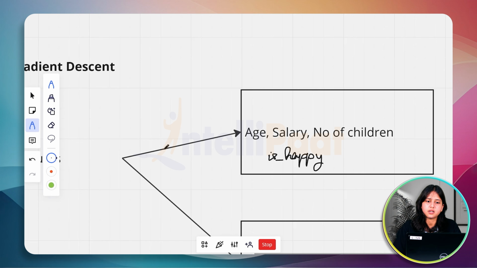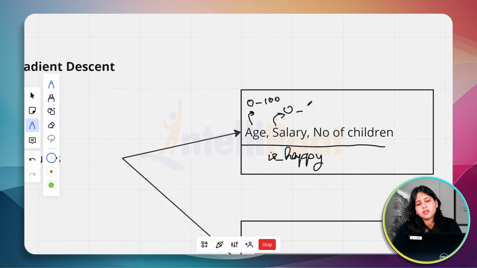happy or not, right? So these could be our input features where age would range somewhere between 0 to 100 tops. Salary would be 0 to anywhere from billions, trillions, anywhere, right?